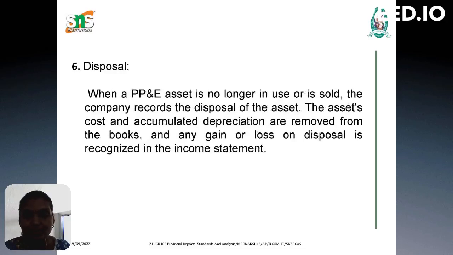Then the next step is disposal. During the step of disposal, when a PP&E asset is no longer in use or is sold, the company records the disposal of the asset. The asset's cost and accumulated depreciation are removed from the books, and any gain or loss on disposal is recognized in the income statement. It is important to record the disposal details in the company's books of account. This is called disposal.